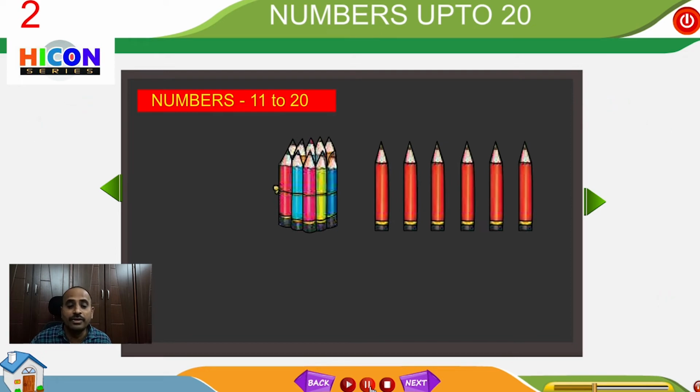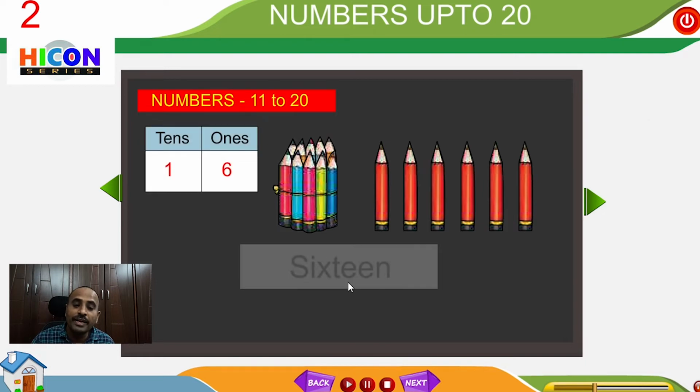So children, can you tell the number from this picture? What is the number represented by this picture? Yes. How many ones are there? 6 ones. That means 6 single pencils are there. So there are a total of 6 ones. And how many tens are there? 1 ten. Each bunch represents 1 ten. So how many tens are there? 1 ten. So 6 ones, 1 ten.